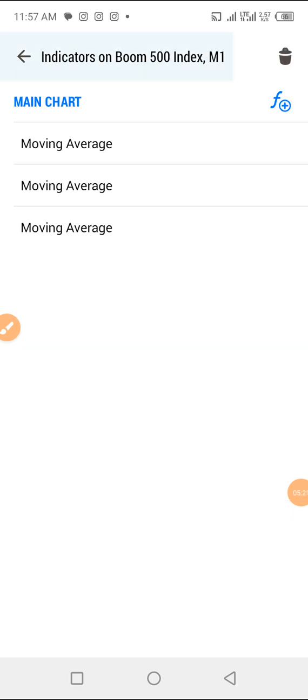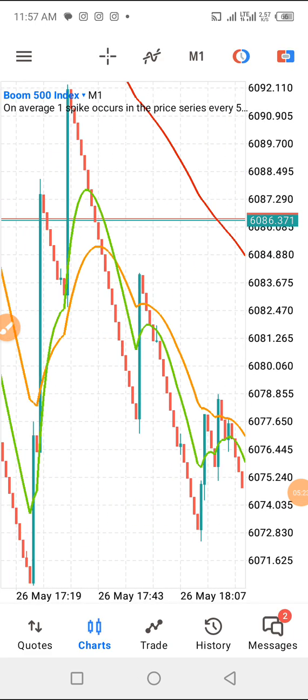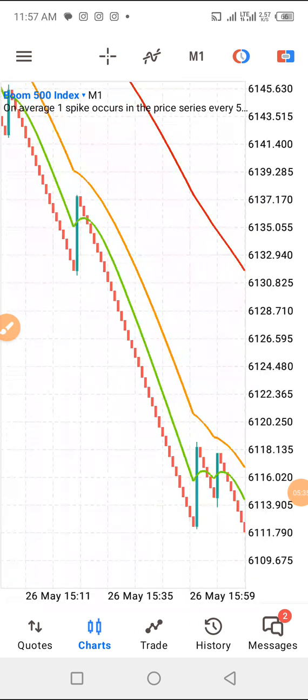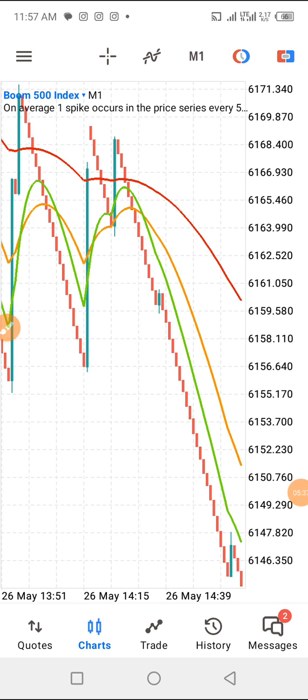Then click on save. Now, like I said earlier on, you can use it on any time frame, but the higher the time frame, the stronger the signal. I'm going to illustrate what I mean by the higher the time frame, the stronger the signal. Now, how do we use this strategy? The first alert you're going to get is the green one crossing the yellow one. So that is the first alert you're going to get.